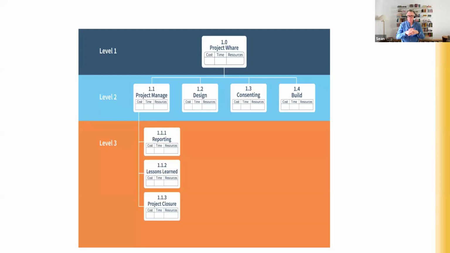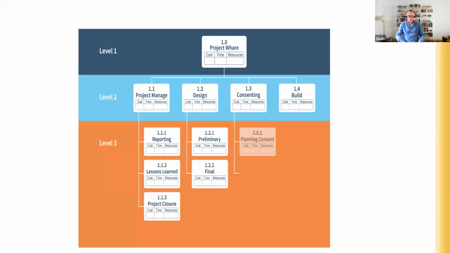Now we can move on to breaking down the design, consenting, and build elements of the project. Under the design element, we may have 2 work packages, one called preliminary design and the other called final design. They would be numbered 1.2.1 and 1.2.2 respectively. Don't forget to keep adding in space to put cost and time and resource estimates in as well. Under the consenting element, we would have local council planning consent and building consent.